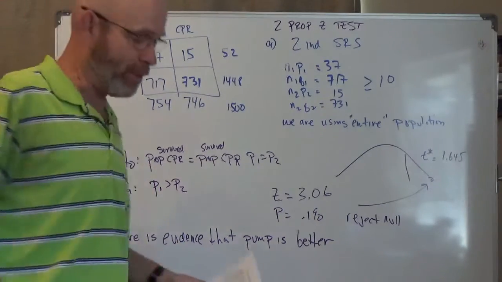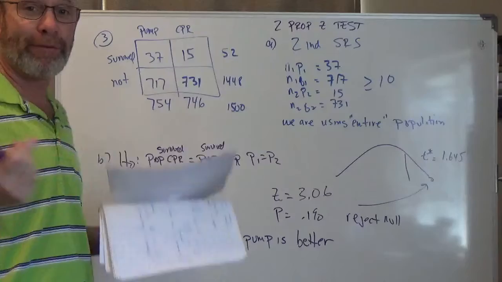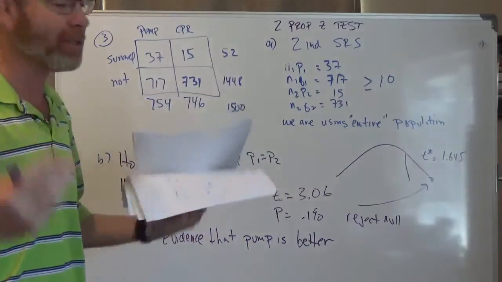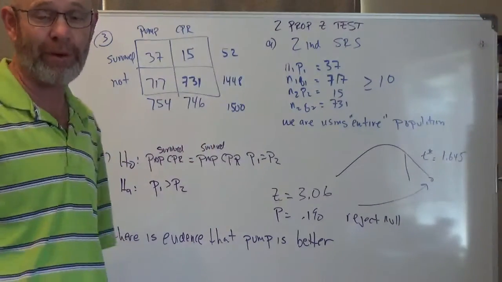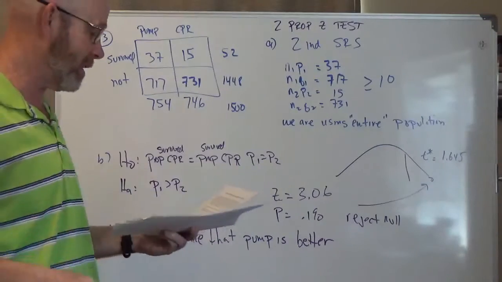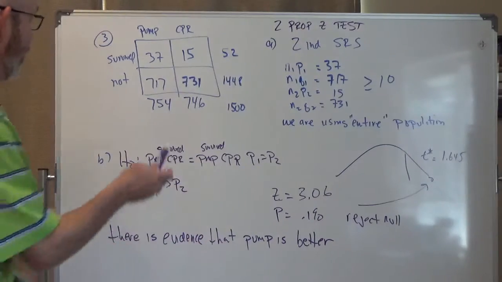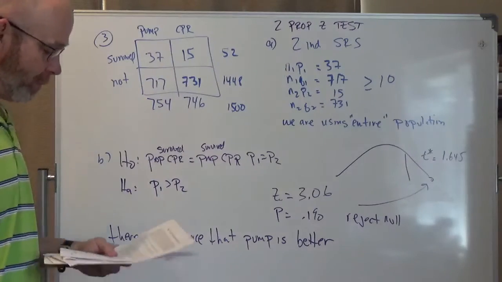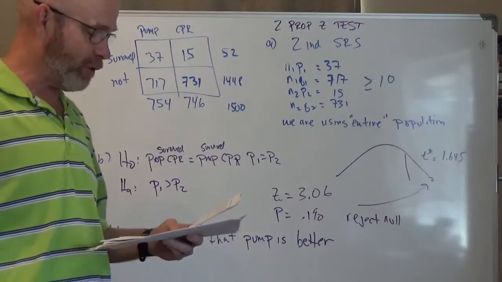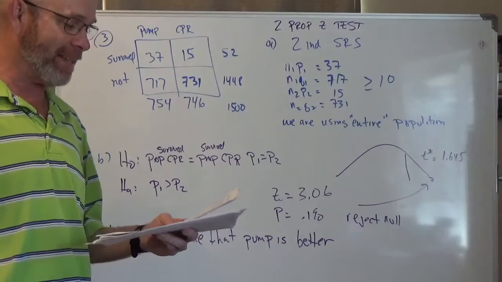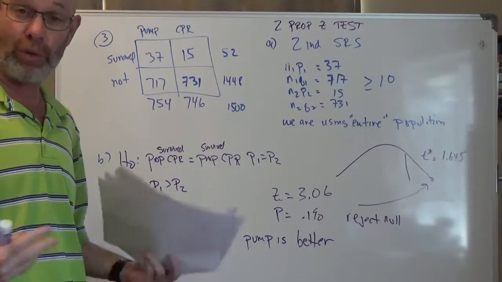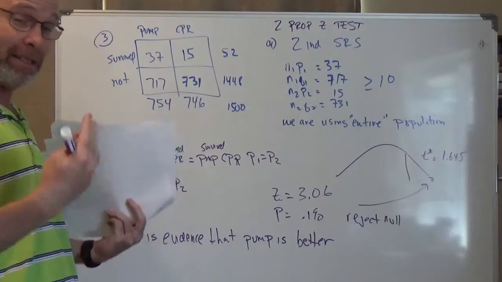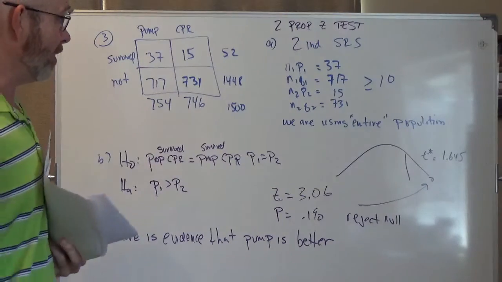Okay, problem number 3. Pretty straightforward hypothesis test, although they kind of word it a little funny for you, but basically they're just asking you to do a hypothesis test. So they have this information on the pump versus CPR, how many survived. The first question says the conditions for inference have been satisfied. State the conditions, indicate how they're satisfied, which you would have done anyway, yeah? If they just said do a test, you would have listed the conditions.